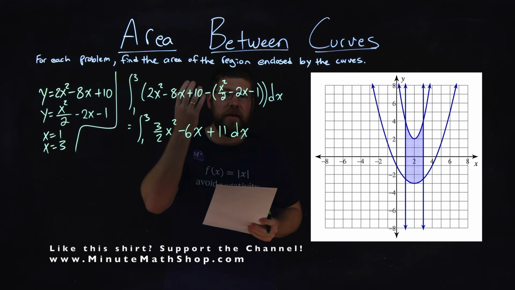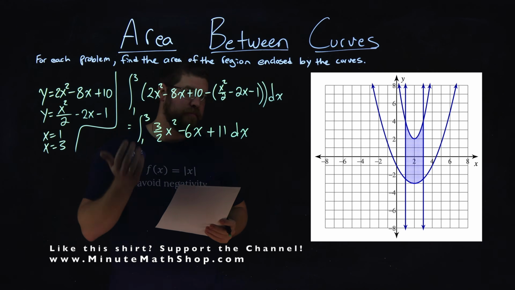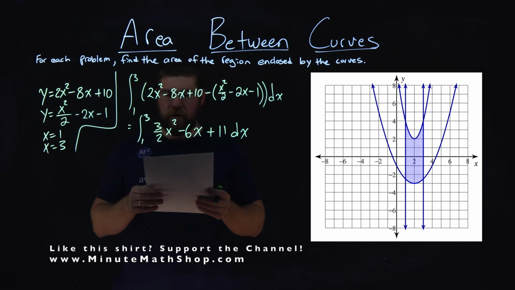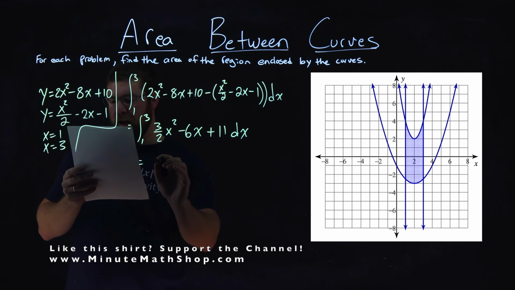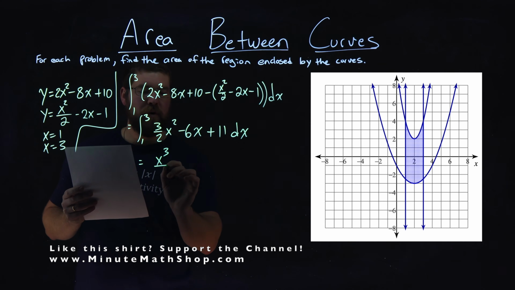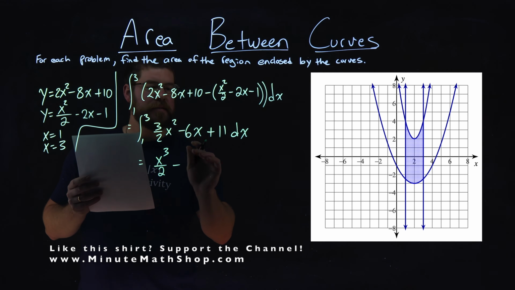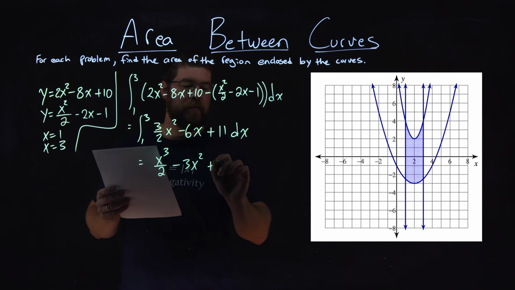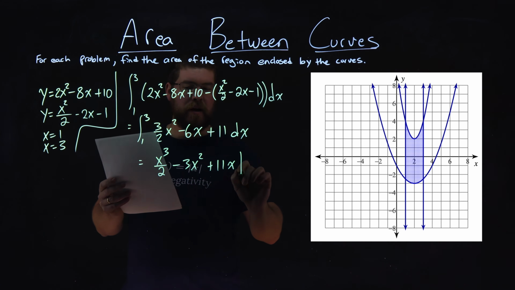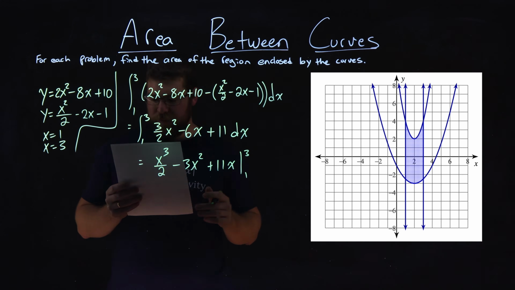So we're rewriting the integral now, and now we can take the integral. What's the integral of 3/2 x squared? That comes out to be x to the third over 2. Minus 6x squared becomes a 3x squared, and 11 becomes 11x. We're integrating this from 1 to 3.